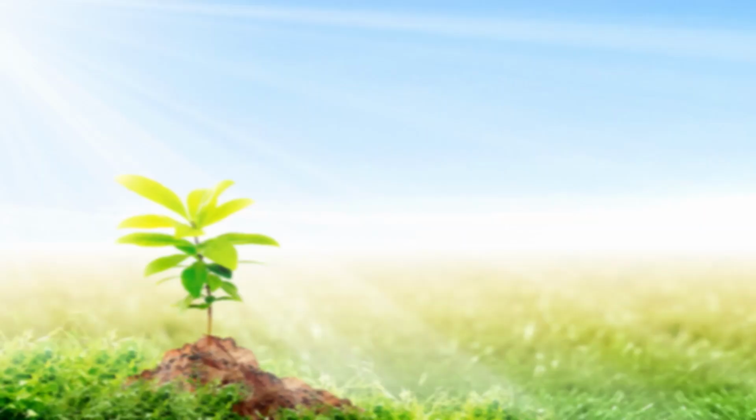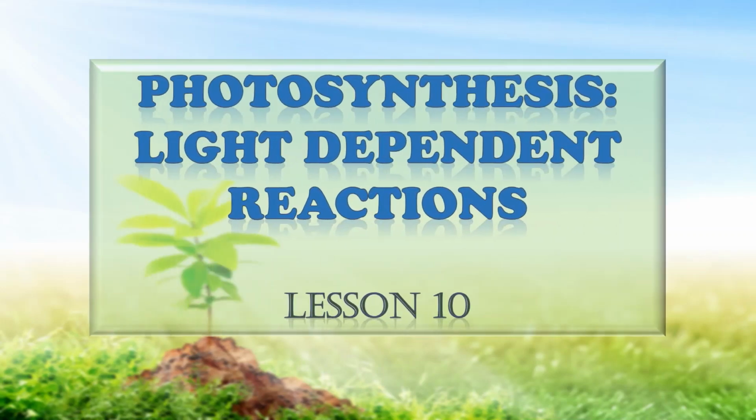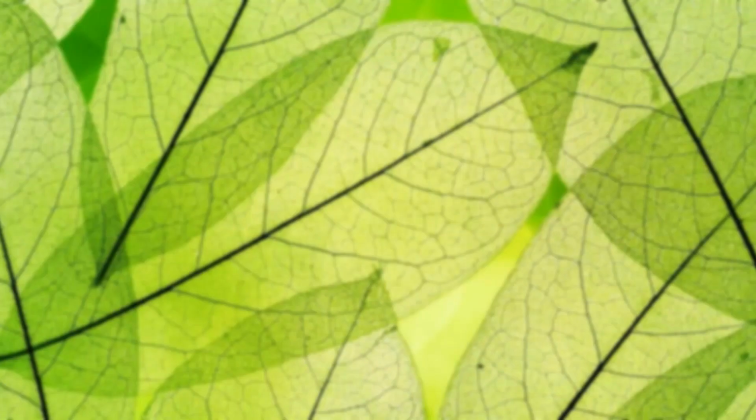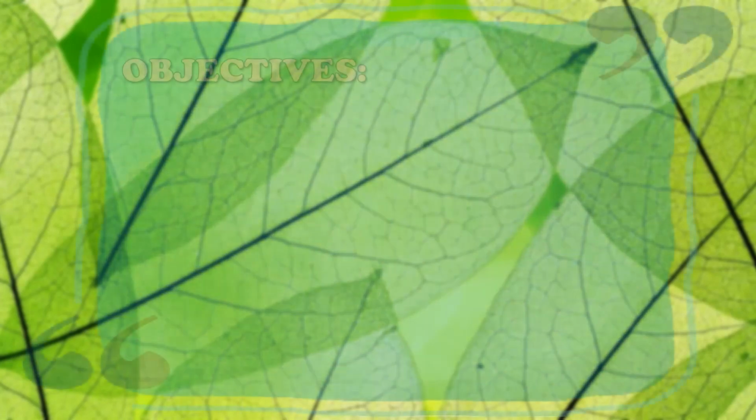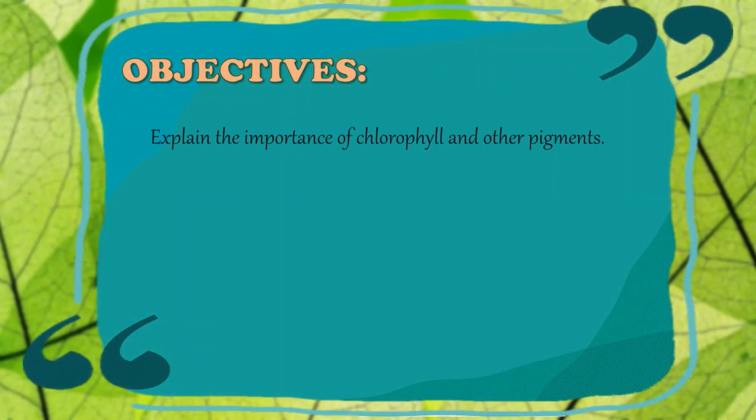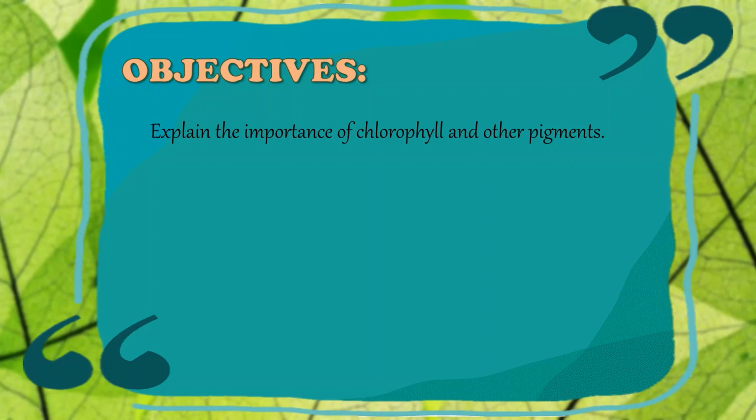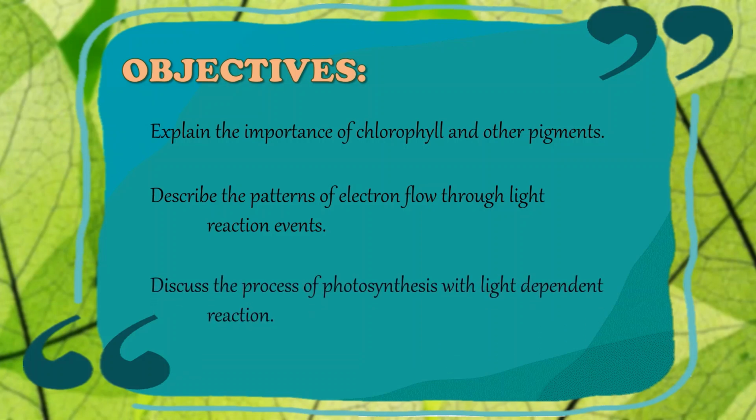Everyone, in this video we will study photosynthesis and we will focus on its light-dependent reactions for our lesson number 10. At the end of this lesson, we are expected to explain the importance of chlorophyll and other pigments, describe the patterns of electron flow through light reaction events, and discuss the process of photosynthesis with light-dependent reaction.